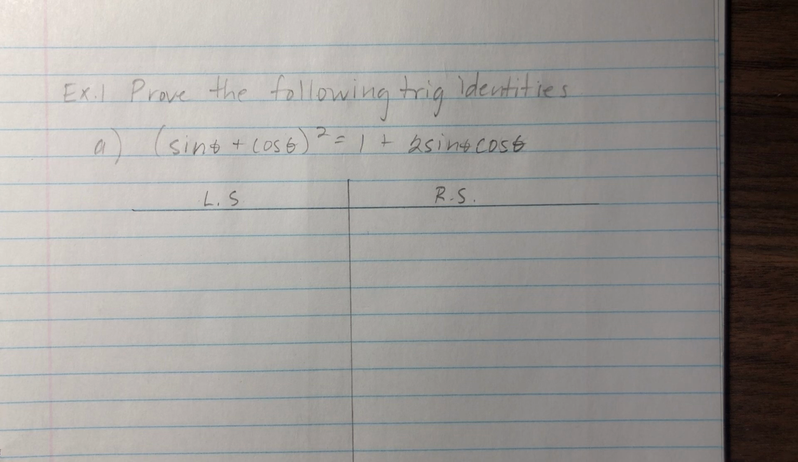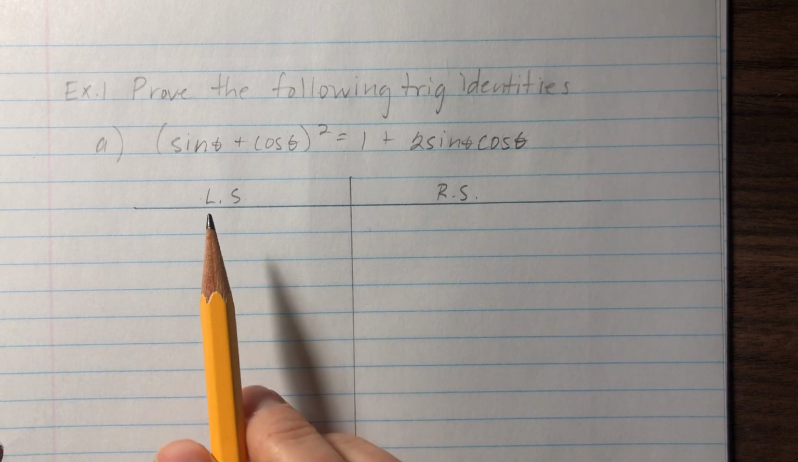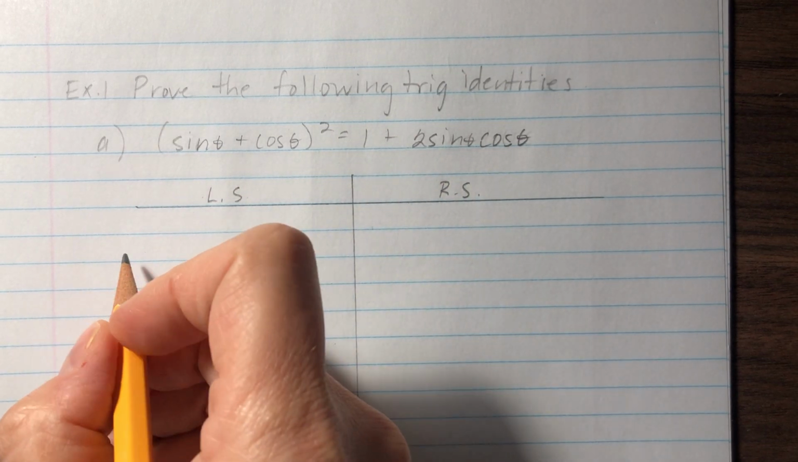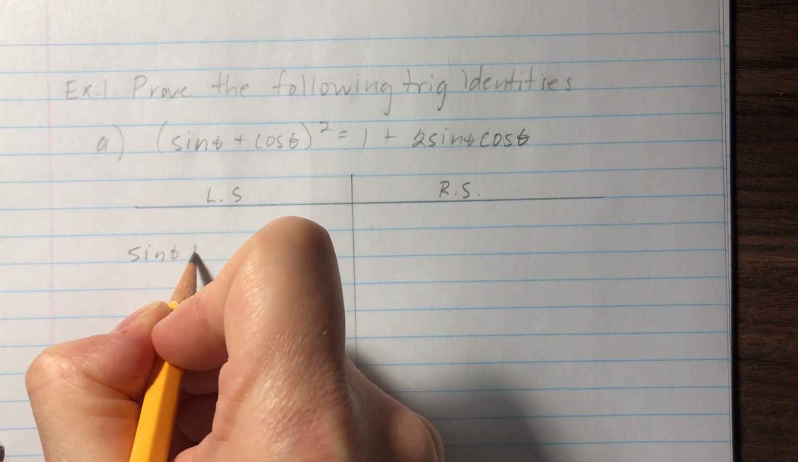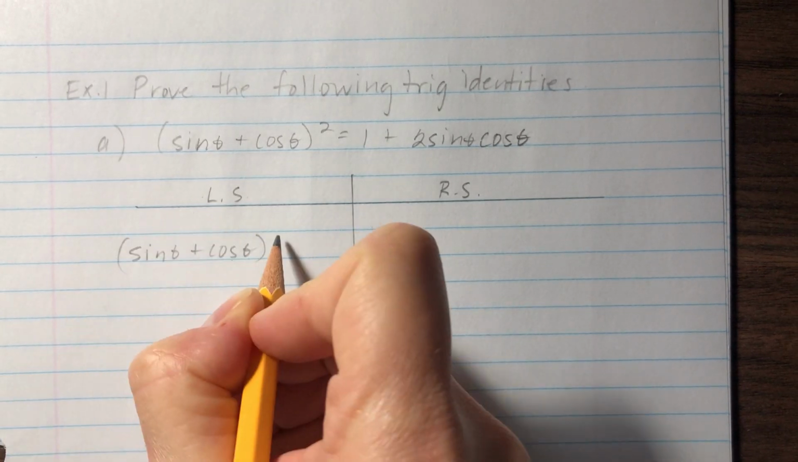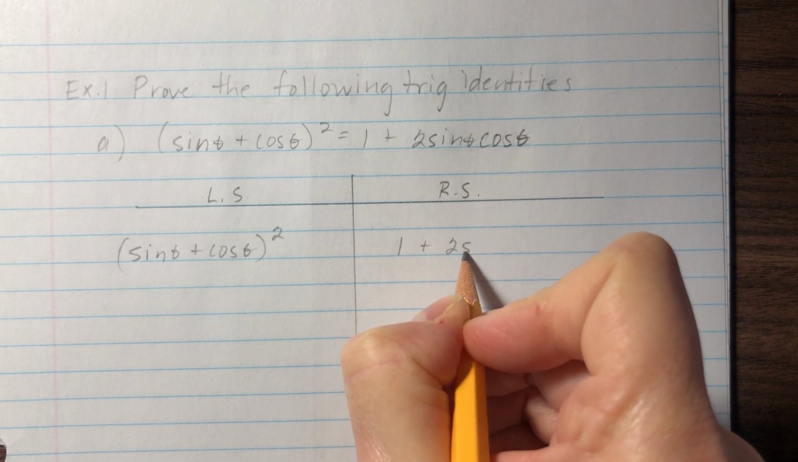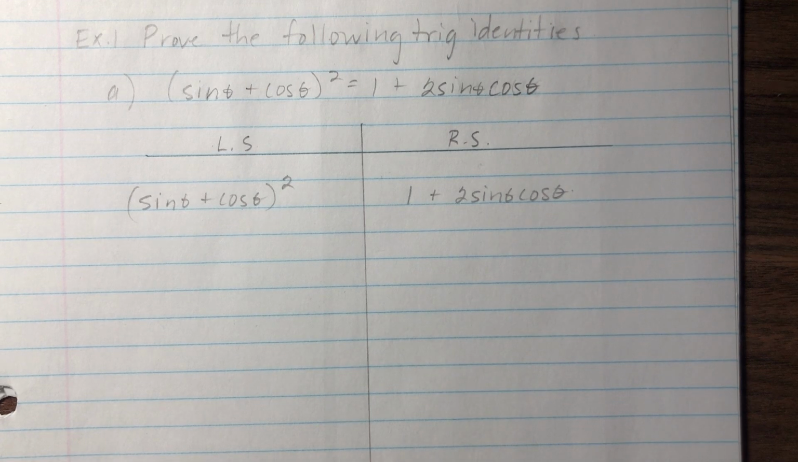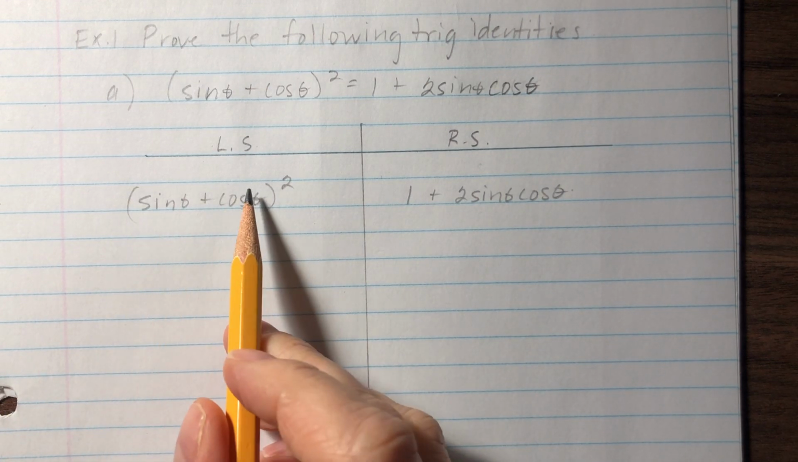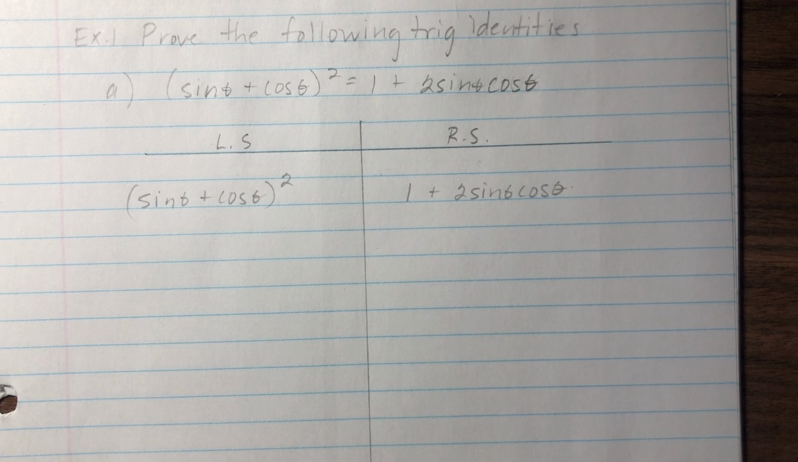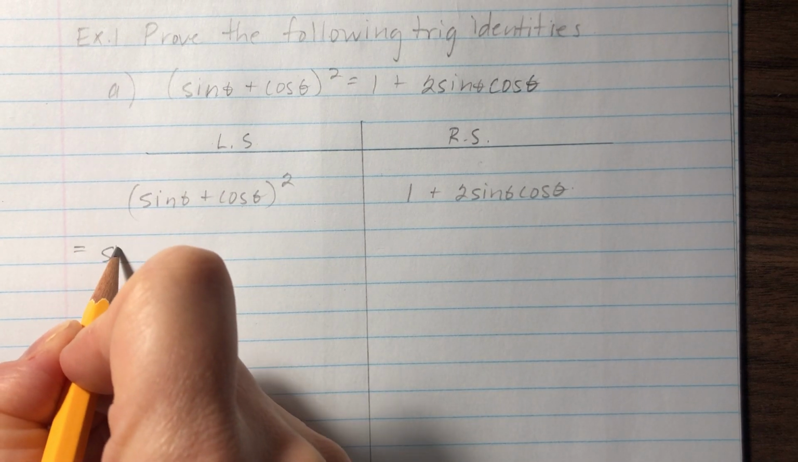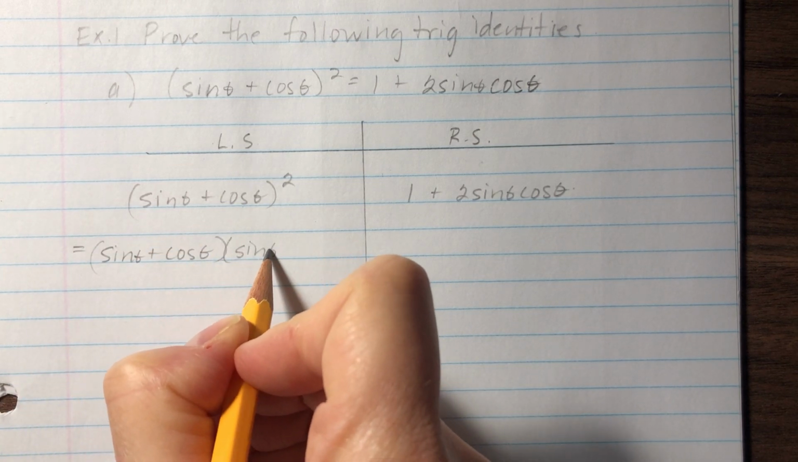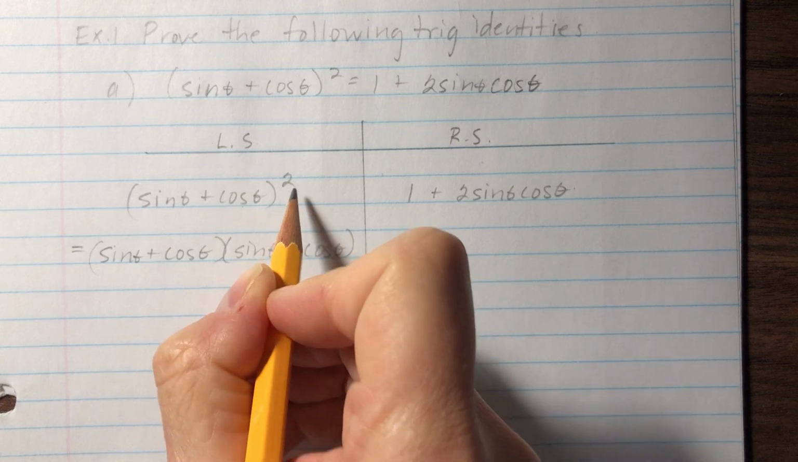So let's start. In the first part, we have (sine theta plus cos theta) squared is equal to 1 plus 2 sine theta cos theta. So our left side is sine theta plus cos theta, all of that squared, and our right side is 1 plus 2 sine theta times cos theta. I see that everything is written in terms of sine and cosine, so I'm just going to choose to work on the left side here, and rewrite it as sine theta plus cos theta times sine theta plus cos theta, as implied by the squared.